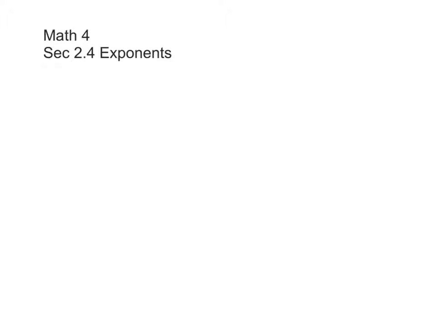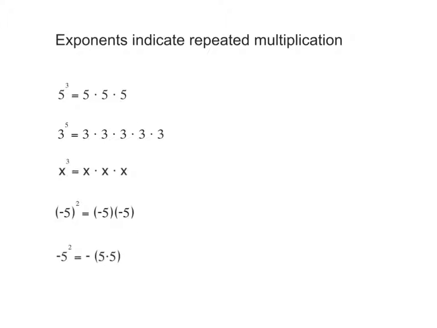This section talks all about exponents. Exponents indicate repeated multiplication. It provides a more compact way to write expanded factors. Here in this first example, 5 cubed can also be written as 5 times 5 times 5, or 3 to the 5th represents 3 multiplied by itself 5 times.